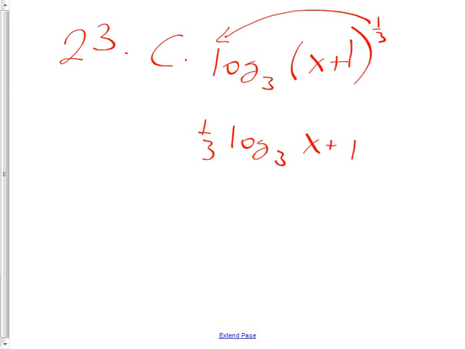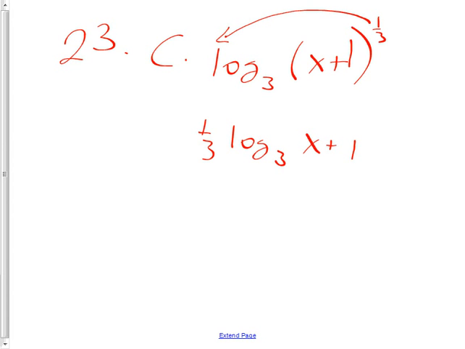Now I want to expand it more. Can I expand an x plus 1 more? No, I can't. I've got to see if there's any way I can split it. I can't split up the plus. I don't think I can expand that anymore. I think it's done.